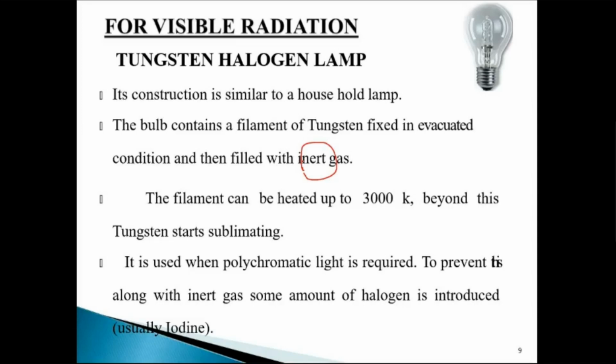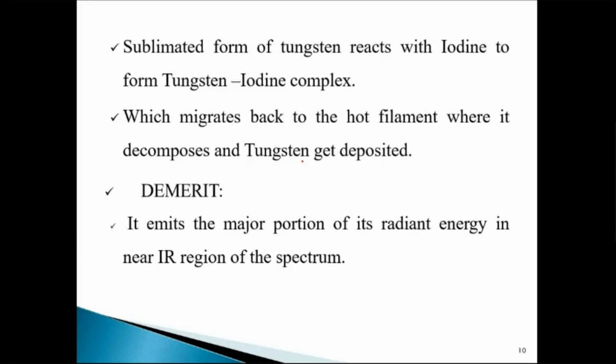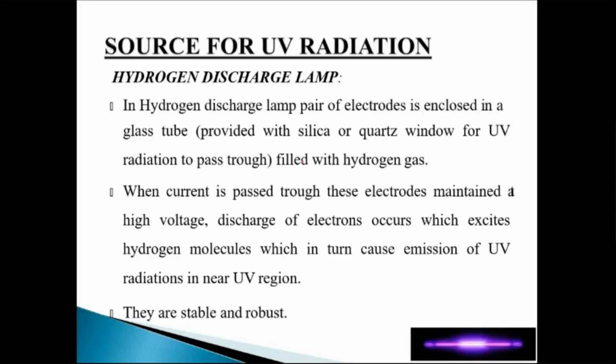Along with the inert gas, some amount of halogen is introduced. The sublimated form of tungsten reacts with iodine or halogen to form a tungsten iodine complex. This complex is important. This complex migrates back to the hot filament where it decomposes and tungsten is deposited back. The demerit is that it emits the major portion of its radiant energy in the near IR region. So that is its demerit. Next, I think we are near the end of the lecture.